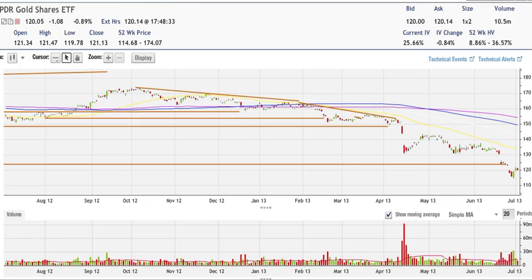And we've been looking here for a bounce. I would not trade it here. Watch, if it gets to the 125, I would start shorting it. And if we get to the 110, maybe looking for a bounce, but nothing else here for GLD.